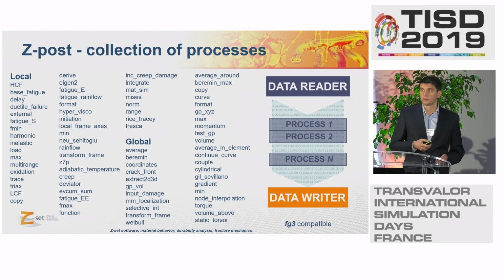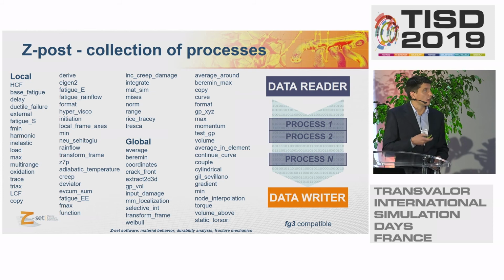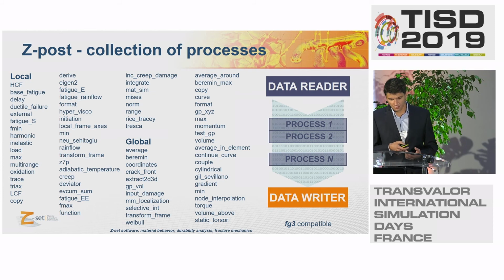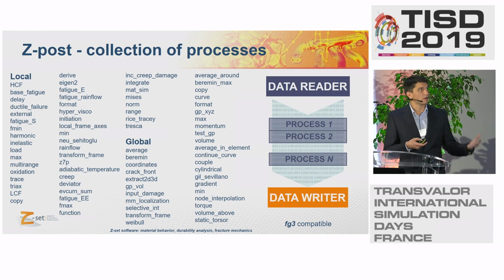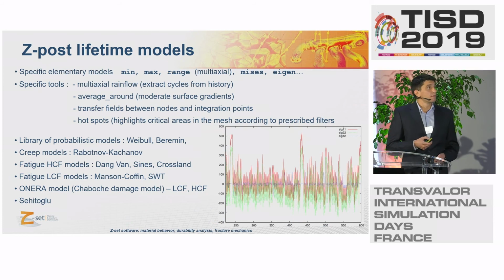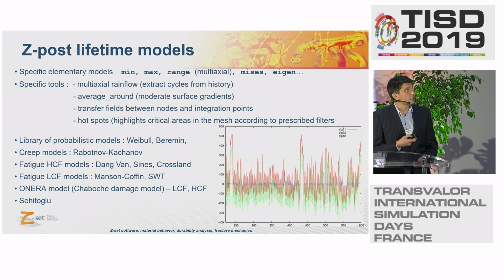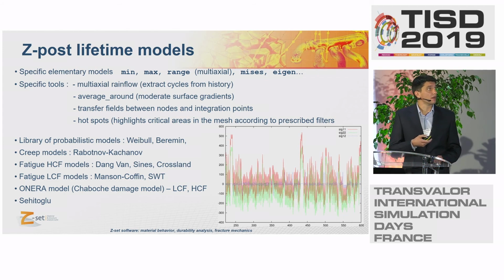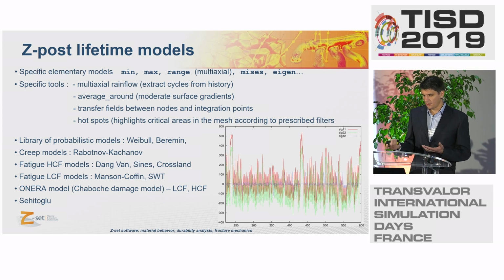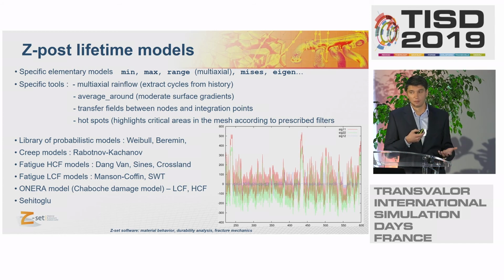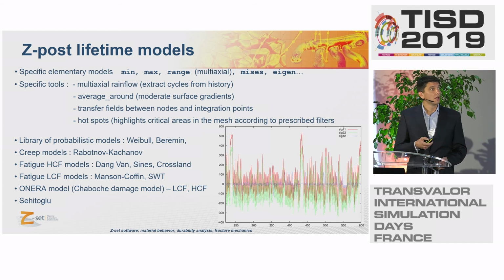So as you could understand already, we would like to provide collections of features. Before it was about material models, here about post-processing. You have very simple and very complex ones in the collection. The most important for us is lifetime models. So lifetime models include specific elementary models to extract information from stress-strain cycles. So, for example, to find minimum, maximum, range of stress cycles.